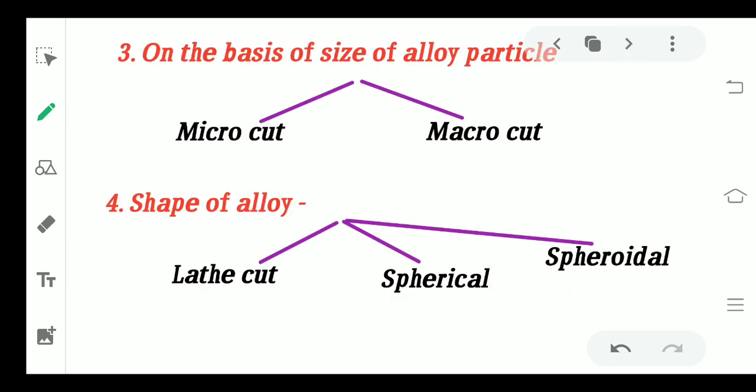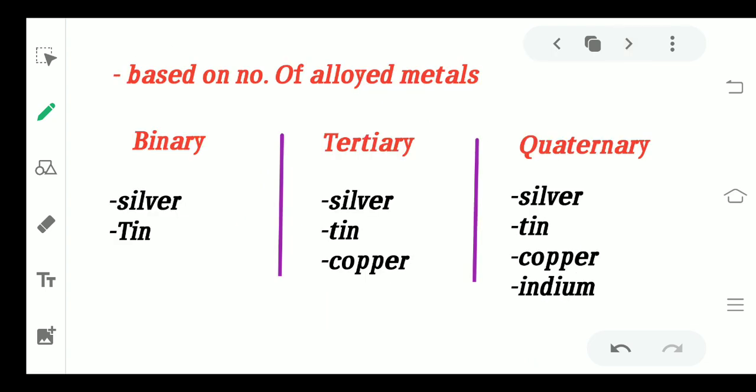Now on the basis of size of the alloy particles, we have two sizes, micro cut and macro cut. Micro cut are the ones with small particle size, macro are a little larger particle size. Now you come to the shape of the alloy. The shape of the alloy can be lathe cut, spherical or spheroidal. Now spherical will give you a smooth kind of surface as compared to the spheroidal one.